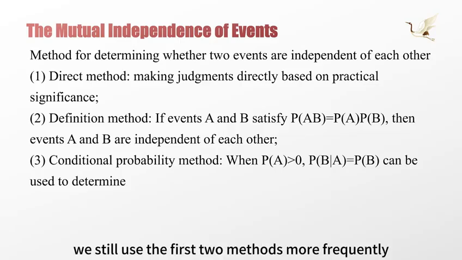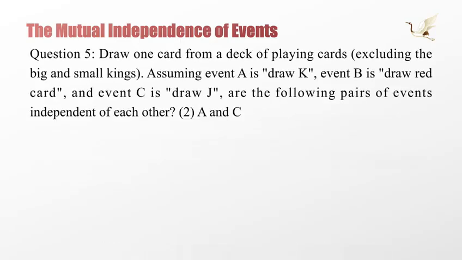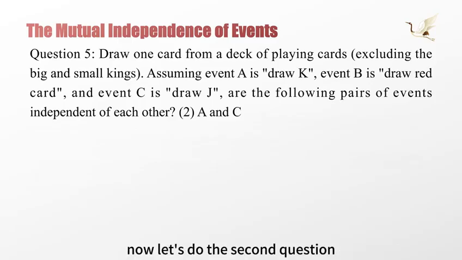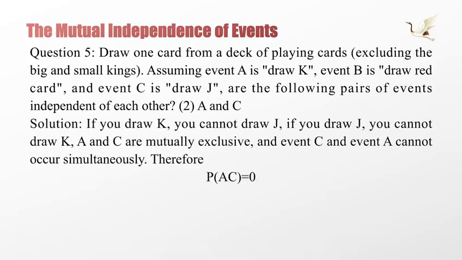We still use the first 2 methods more frequently. We just did the first question of question 5, now let's do the second question to discuss whether event A and event C are independent of each other.